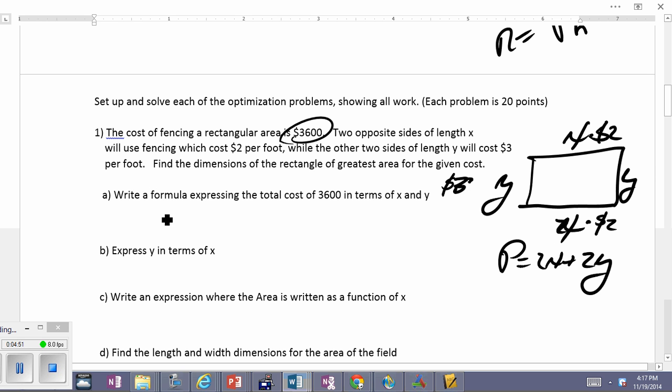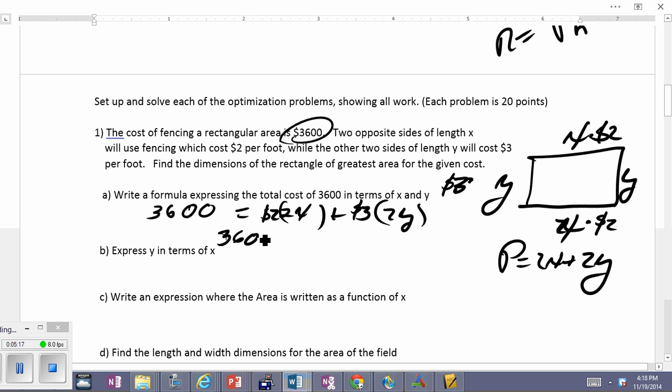So our cost of 3,600 is going to be determined by our perimeter. Our perimeter there is 2x plus 2y, but it's 2x costing $2 per foot plus 2y costing $3 per foot. So our equation is 3600 equals 4x plus 6y, which we can divide everybody by 2 and get 1800 equals 2x plus 3y.